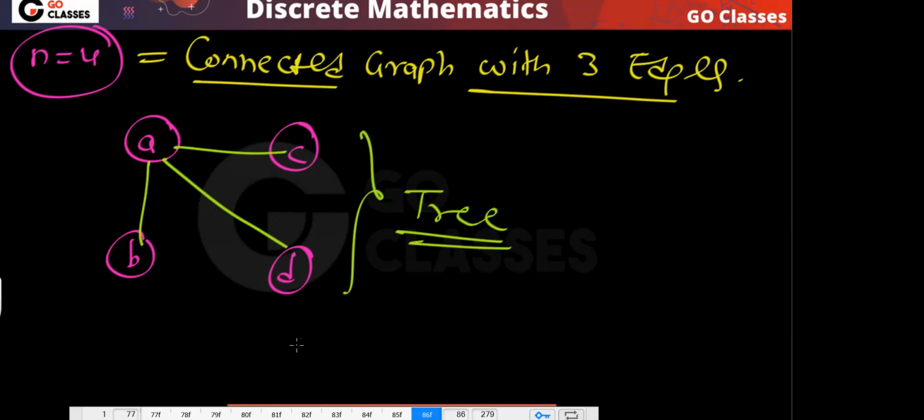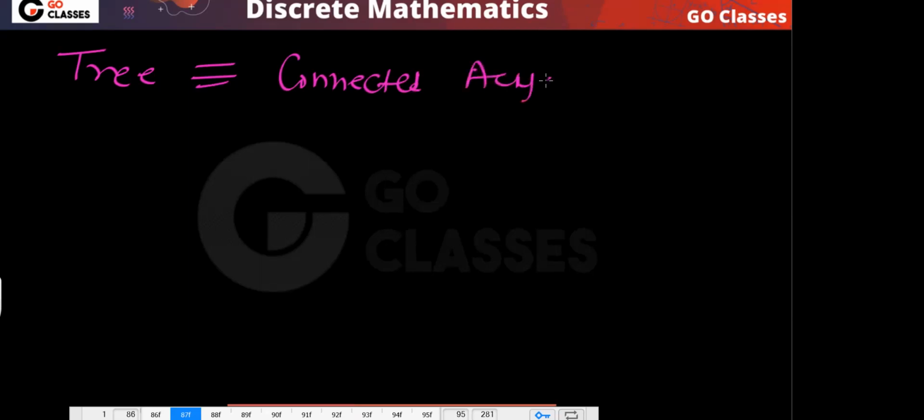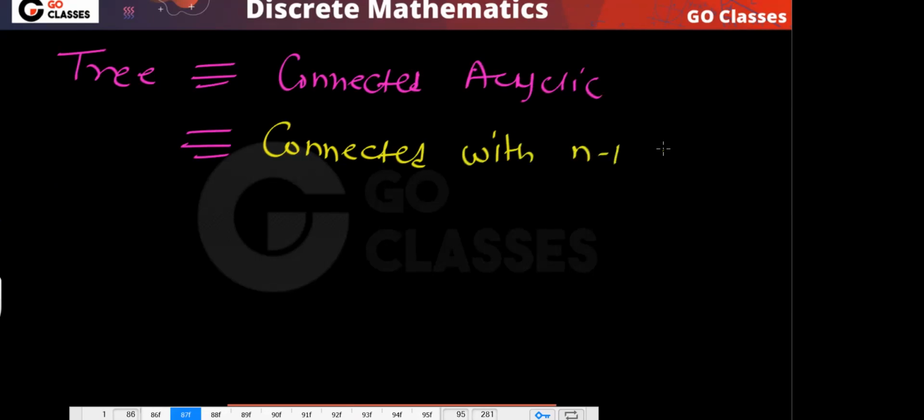Is this clear to everyone? So remember, this is another definition of tree. The first definition of tree is connected acyclic. What is another definition? Connected with n minus 1 edges. This is another definition of tree.